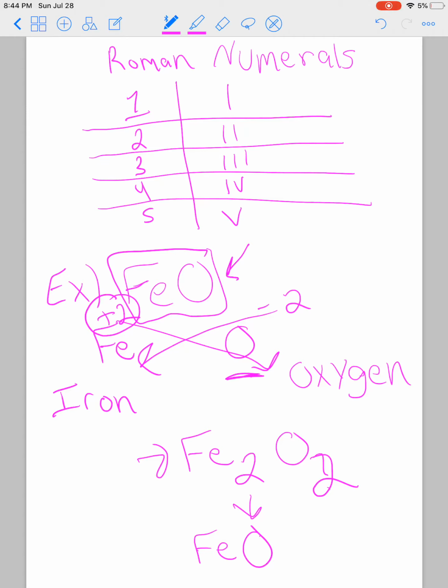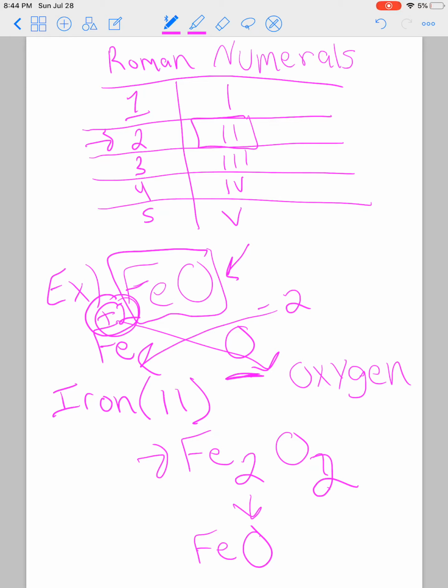Now, when you write the names for ionic compounds that involve a transition metal, you must specify its charge in parentheses using Roman numerals. So it's iron 2. I look for 2, and I see this is the Roman numeral I'm going to use.